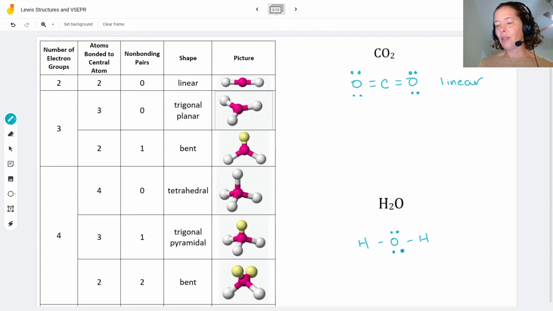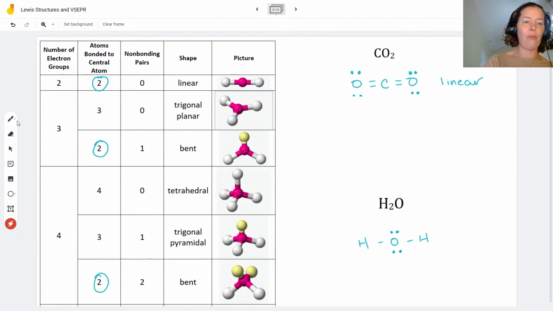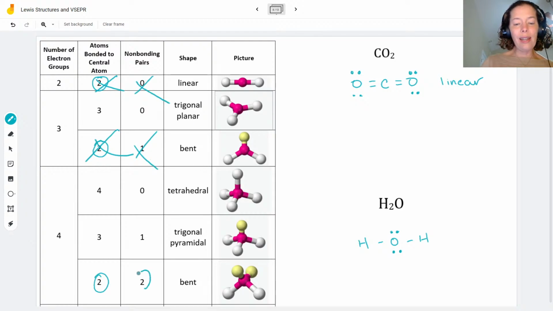Okay, so here is the Lewis structure for water. Let's determine the shape. My oxygen is bonded to 2 hydrogens. So again, I've got 2, so any of these possibilities. Let's do lone pairs on the central atom. This time I've got 2 lone pairs. So not this one, not this one, it's going to be this one. You notice there are 2 options for bent. So water is also bent.